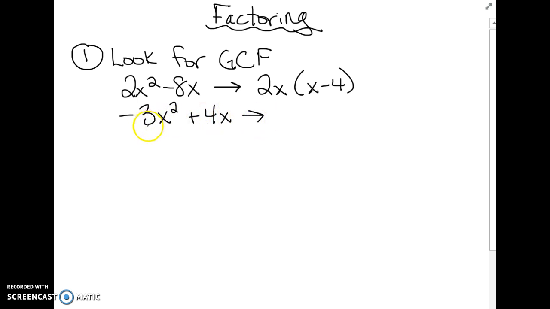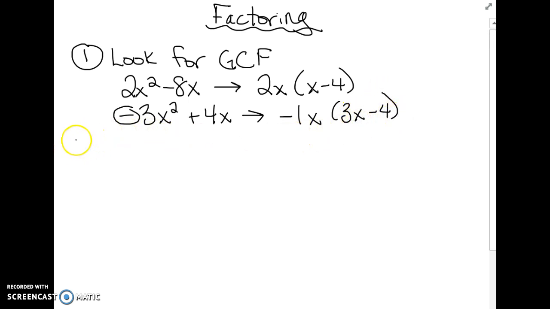For this one, the only number I can take out of a -3 and a +4 is a -1, but they each get an x. And remember, whenever this leading number is negative, you must take out the negative. Okay, so now I'm left with 3x minus 4.